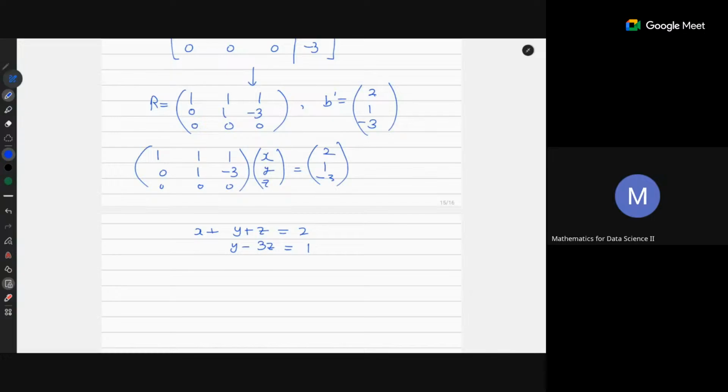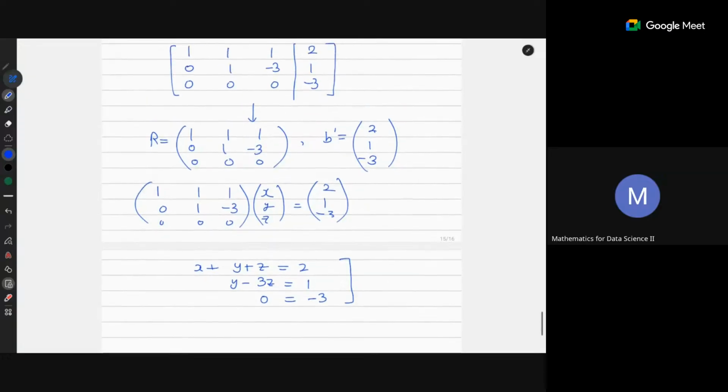What is the third equation? It is 0x plus 0y plus 0z. On the left we have 0. What about on the right? Minus 3. Okay, so is the third equation making sense? Can 0 be equal to some non-zero number? No. So there cannot be any solution to this system.